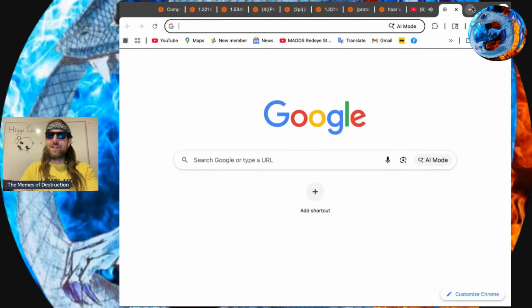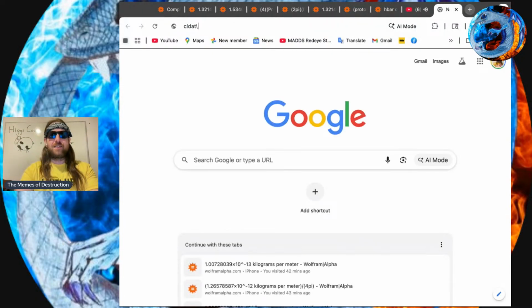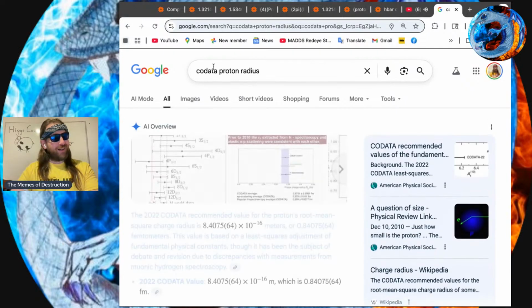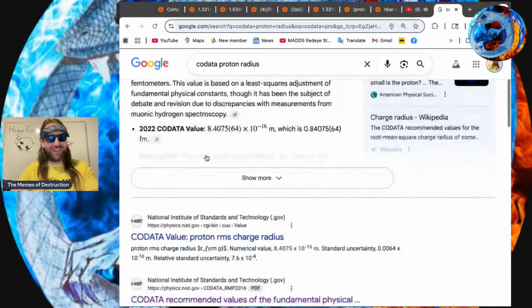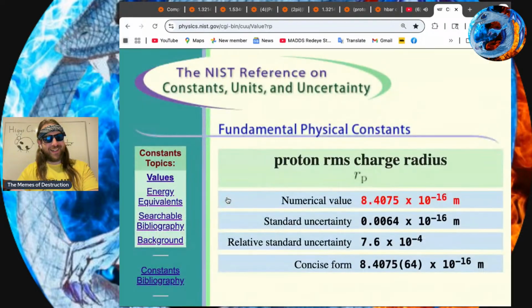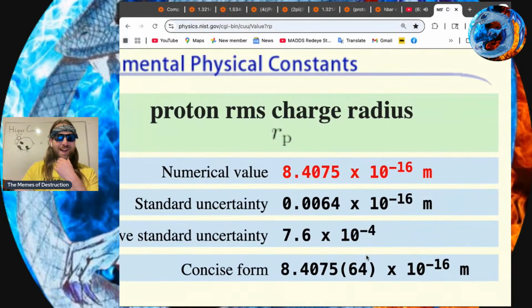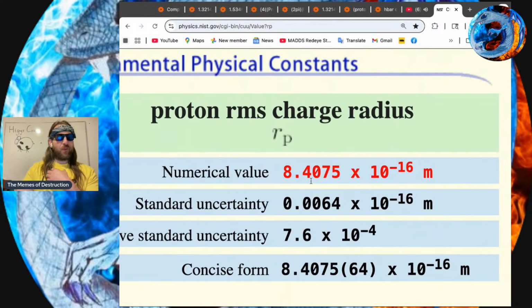Hold on. Go to CODATA, proton radius. You may or may not visit this page often. Okay, so right now, according to CODATA, it's 8.4075 times 10 to the minus 16 meters. Okay, so ridiculously small, so like basically 0.84 femtometers.